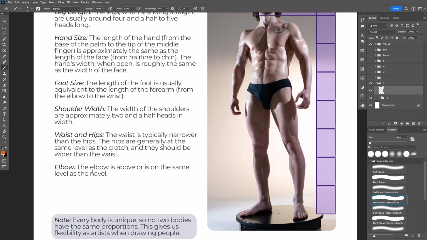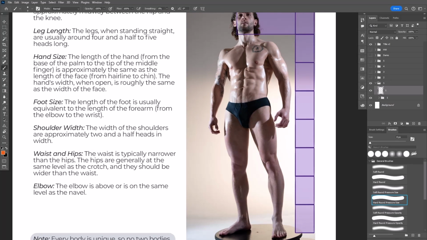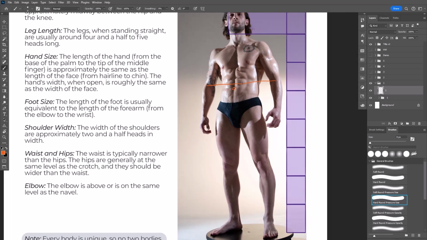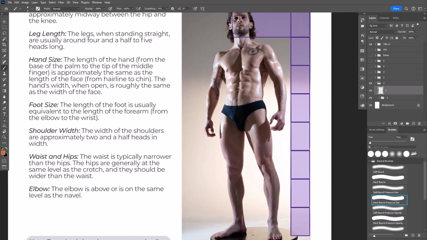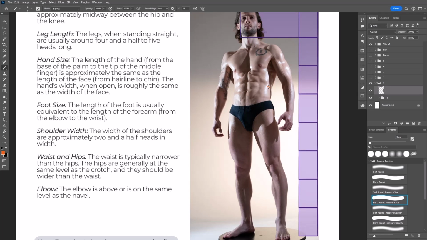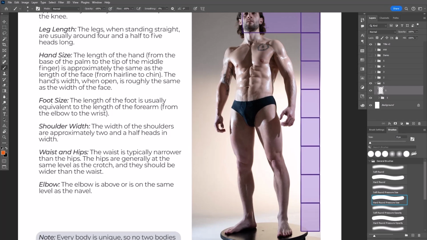Then you have the elbow. The elbow is above or on the same level as the navel. On this guy, the navel is right here, and the elbow is right above the navel. Women's navels tend to be a little bit higher than men's, so it'll be right on the line. I don't always measure by the navel. I sometimes measure by the end of the ribs, right about here in the midsection. I find that a little more convenient, at least for me. When it comes to the elbow length, it will be roughly on that line, sometimes a bit higher, sometimes a bit lower, okay?